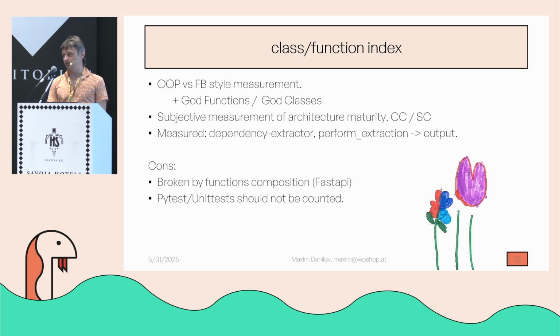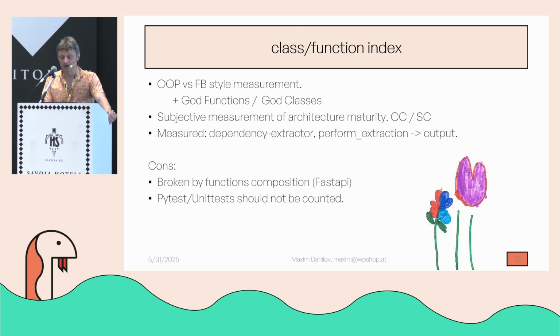And the next index. This index compares for us which paradigm you use, object-oriented programming or functional-based programming. This index can also show us god functions, big functions, or god classes with many methods and attributes. It's a subjective measurement, but it shows us cognitive complexity and, of course, structural complexity. I also use my own tool to measure. I show you the famous tools to measure it.